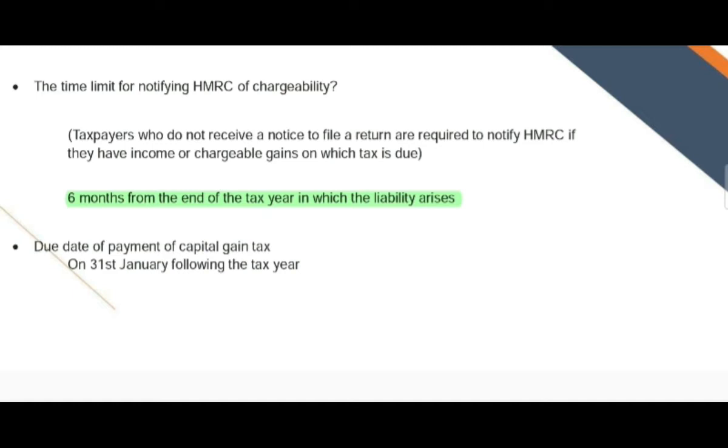Again, for example, for the tax year 21-22, the year ending date would be 5th April 22, and 6 months from the end of the tax year means 5th October 22. Now, what is the due date of payment of capital gains tax? It is again 31st January following the tax year.